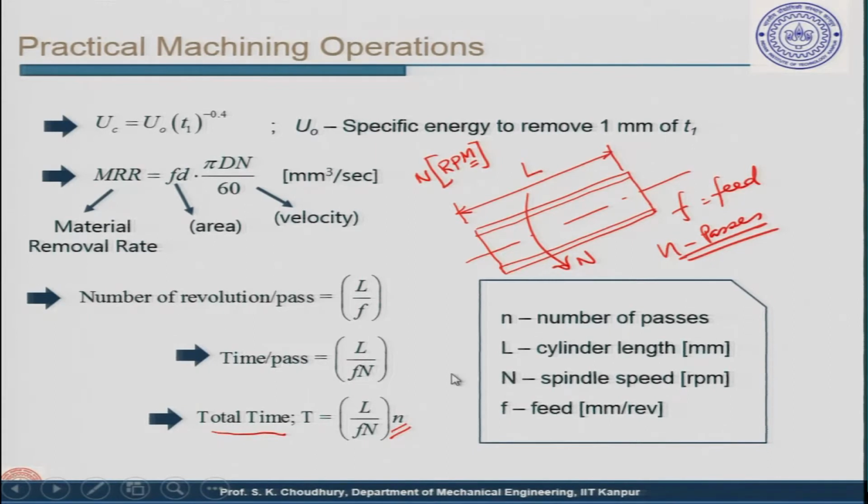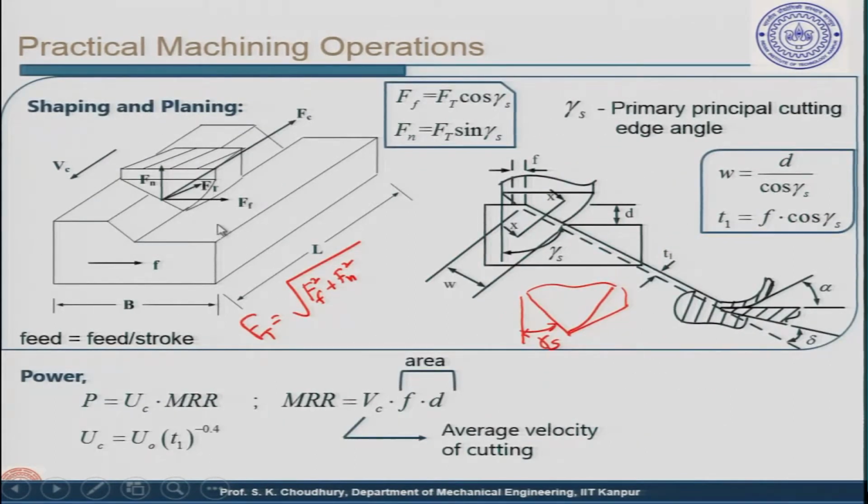Then we came to the shaping and planing, and in shaping and planing we said that the forces are different, and we have shown the forces. Fn is perpendicular to the finished workpiece, Ff is along the feed direction, and their sum is the Ft, which is the thrust force, given by root over Ff square plus Fn square. By the way, this Fn is perpendicular to the transient surface. This is the transient surface. Transient surface means as the flat is being made, gradually the transient surface vanishes.